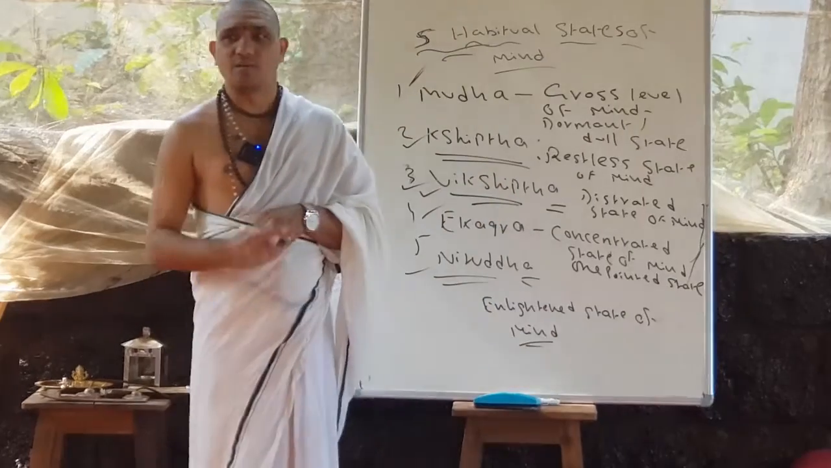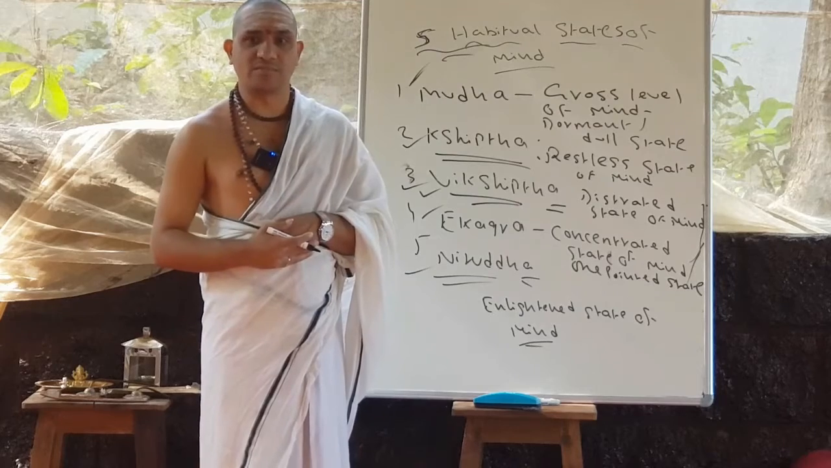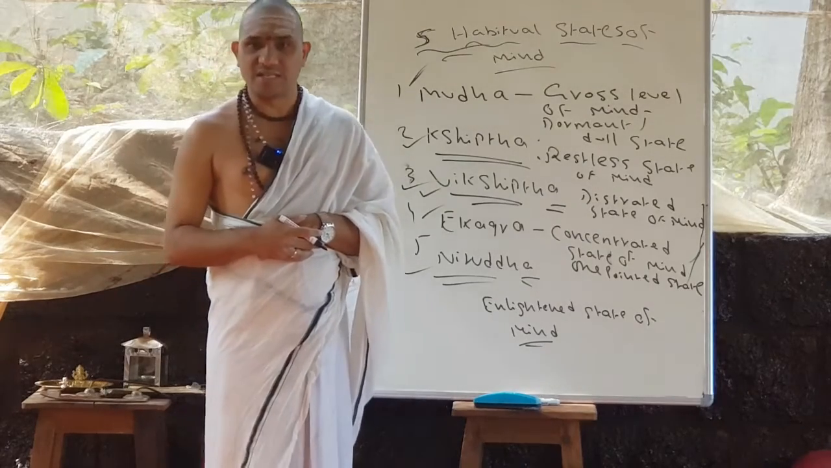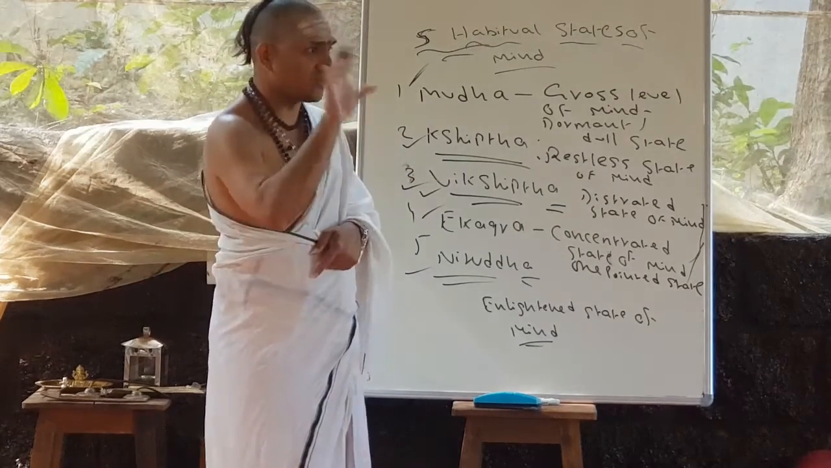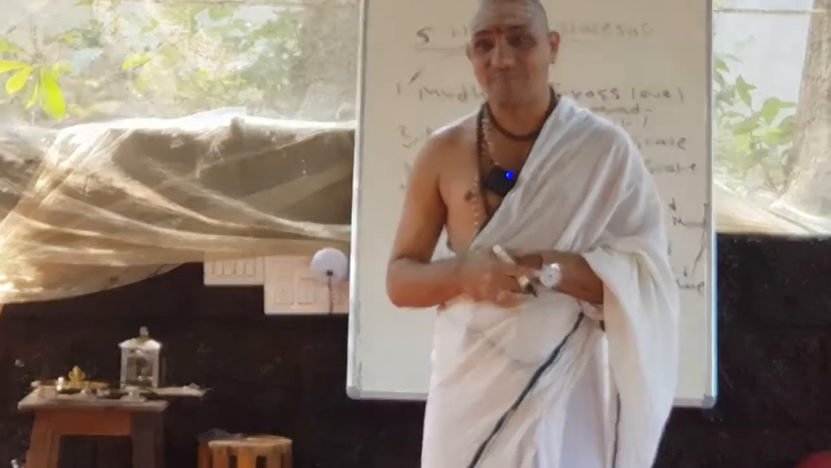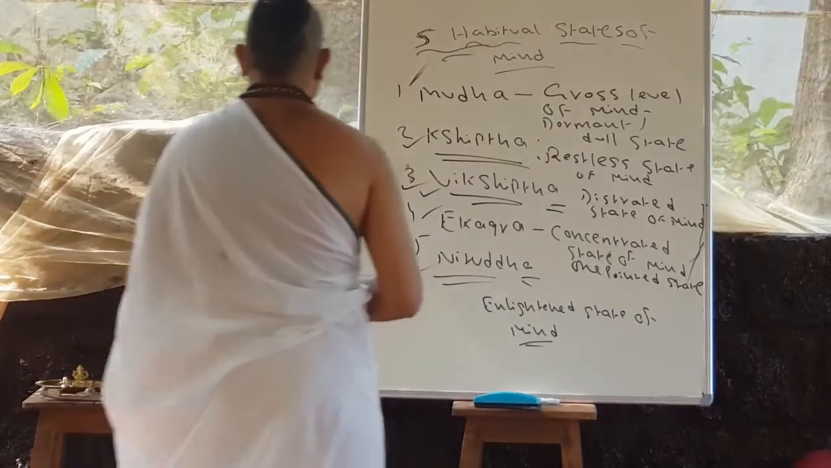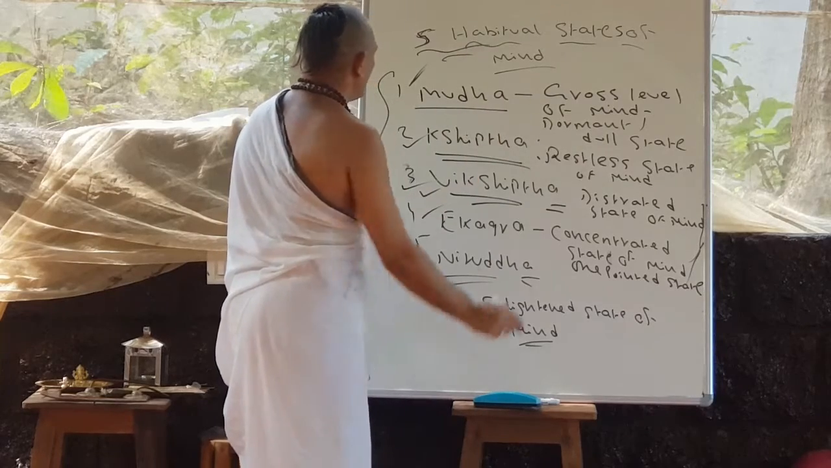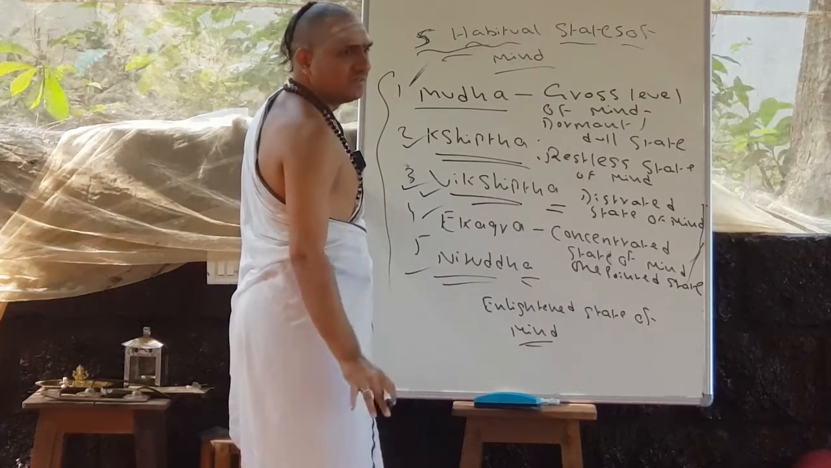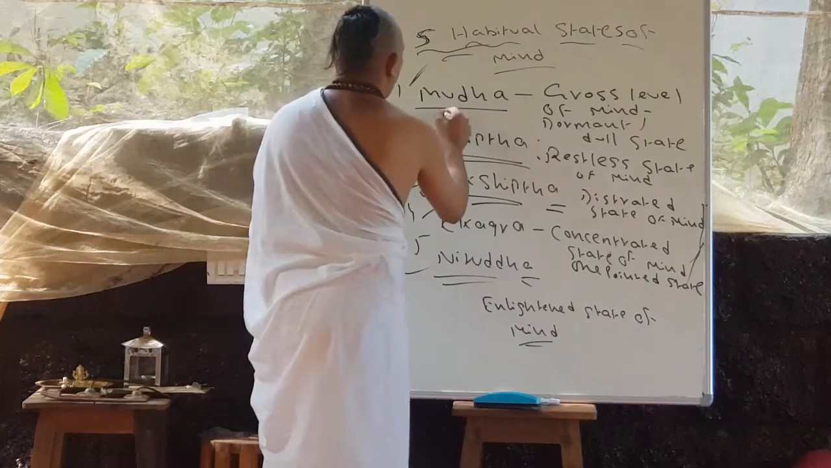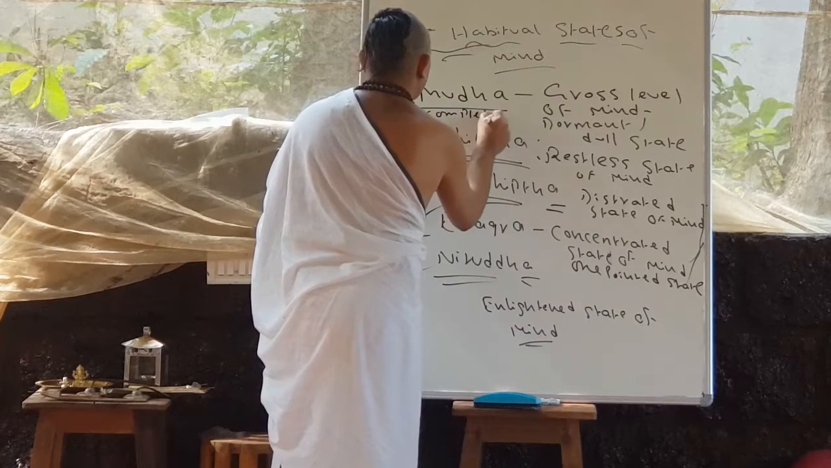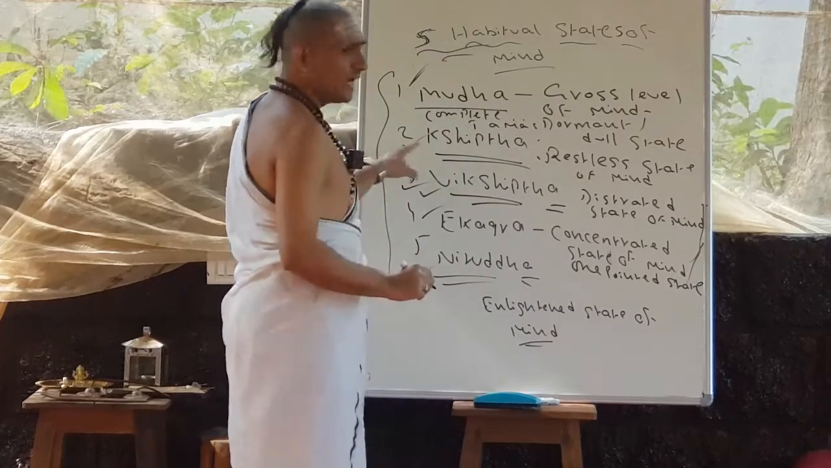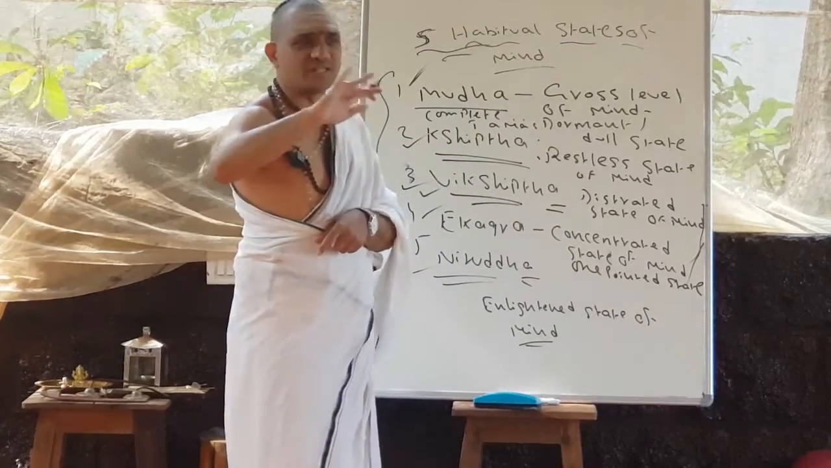All the three components we see in these five states of mind. Sattva, Rajas and Tamas, all these three we see in these five states of mind. How to divide these three components among these five states? Mudha means a state where there is lots of tamas. It is full of tamas, complete tamas. That is Mudha. Kshipta is complete Rajas. It is a state of complete Rajas.